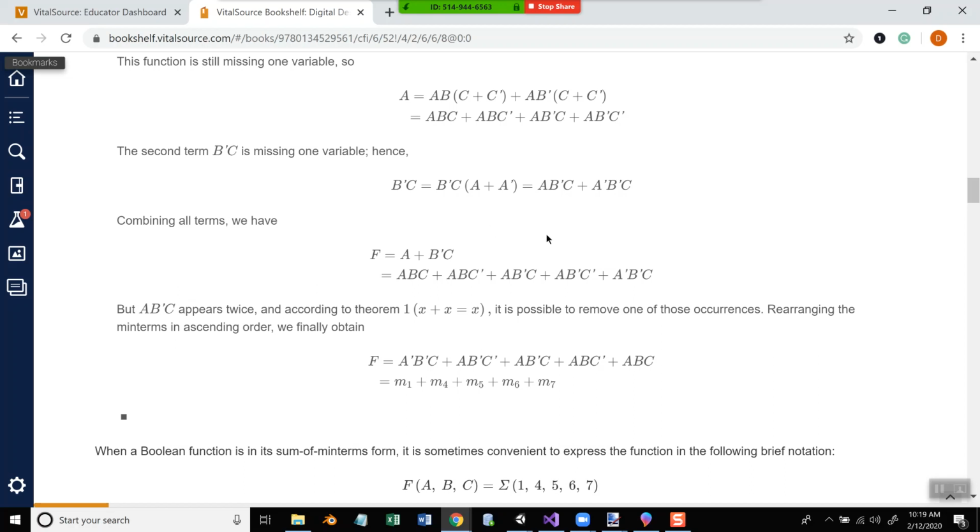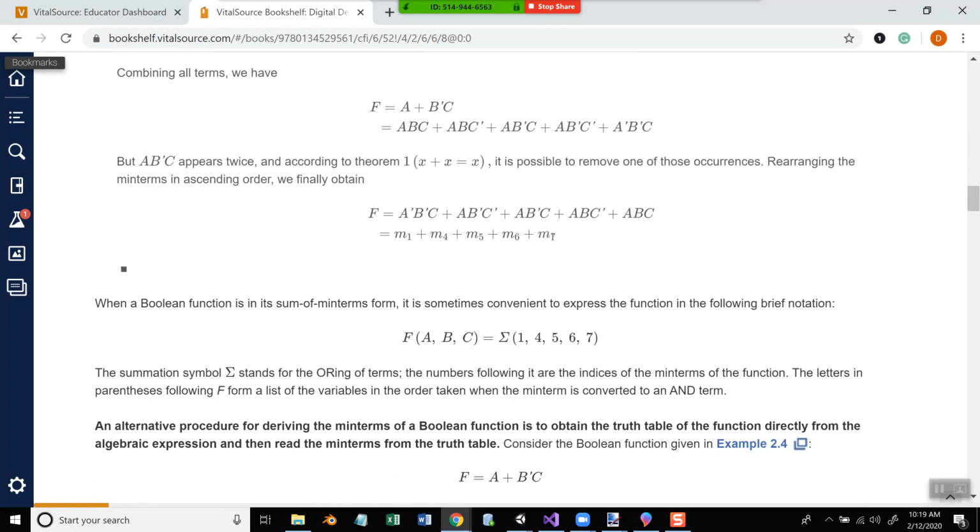Now they got a different notation for that. Instead of writing it all out this way, you put an uppercase sigma, and then you put the 1, 4, 5, 6, 7 off of that. So that's kind of a shortened way to write it. Brief notation.